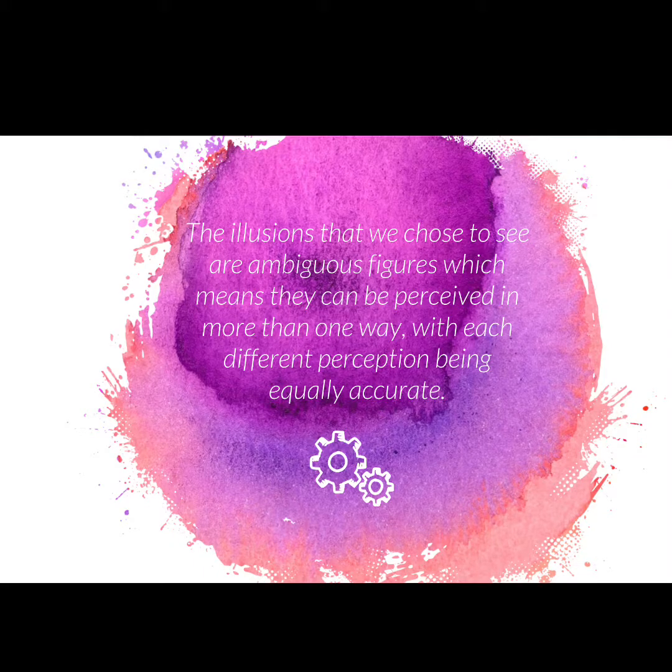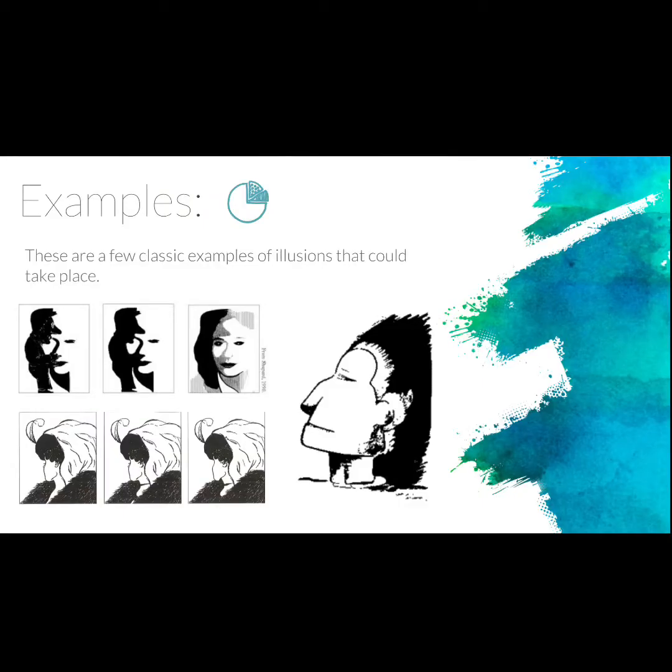The illusions that we choose to see are ambiguous figures, which means that they can be perceived in more than one way, with each different perception being equally as accurate. These are a few classic examples of illusions that could take place.